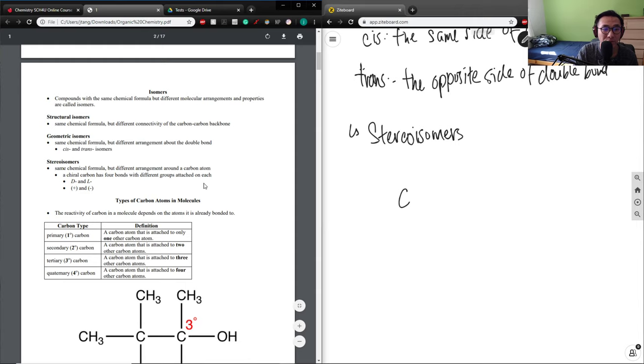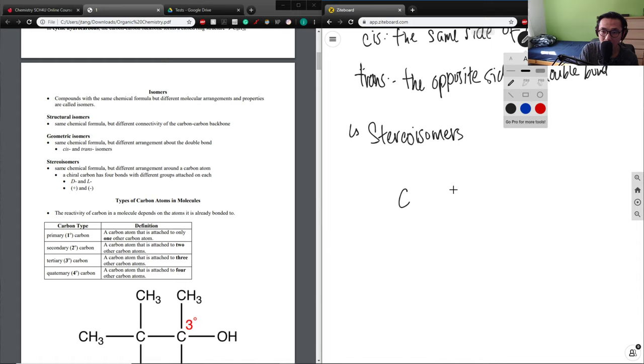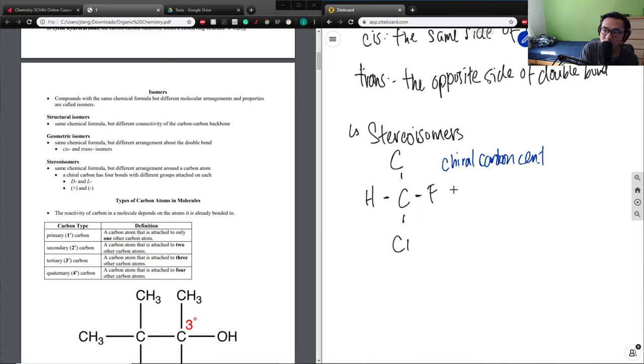So if I had a carbon attached to a hydrogen, attached to another carbon, attached to a fluorine, and attached to a chlorine, this here is a chiral molecule. And what that means is it's just a carbon bonded to four different things. A chiral carbon center. So this C here is a chiral carbon.